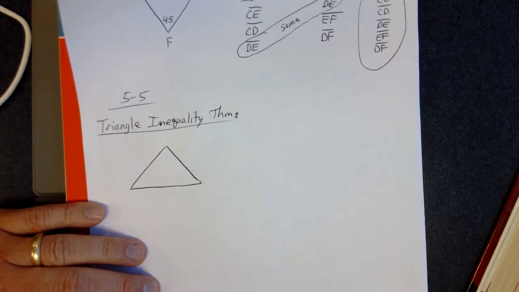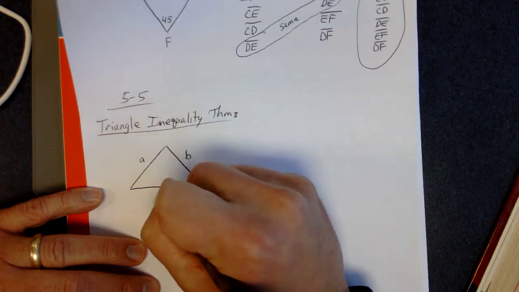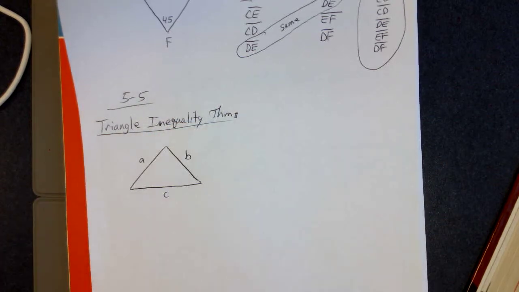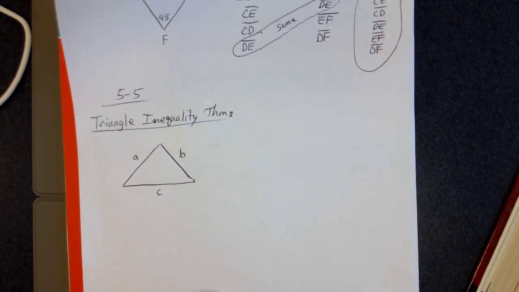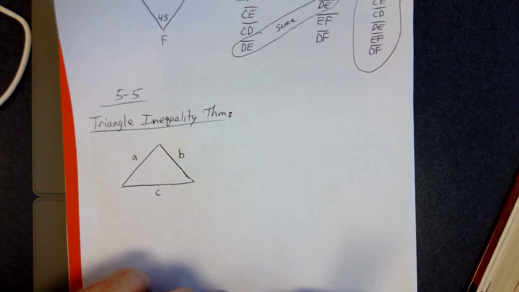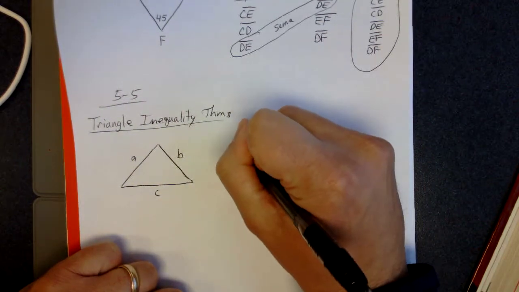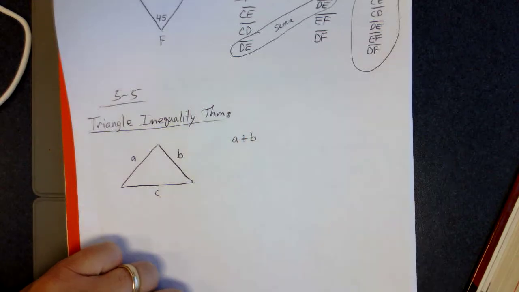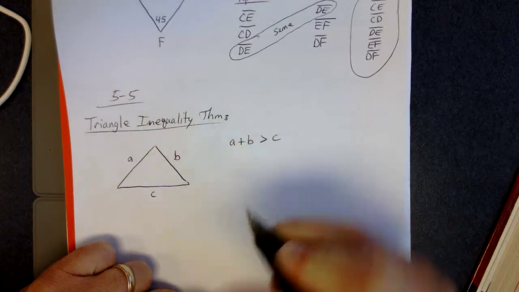And on that triangle, let's label the sides A, B, and C. And once again, what the triangle inequality theorem said is if you add any two lengths of the triangle together, they will be bigger than the third side. So if I add any two sides of the triangle together, let's add A and B together first. If I add those two sides together, they're going to be bigger than the third side, which would be C.